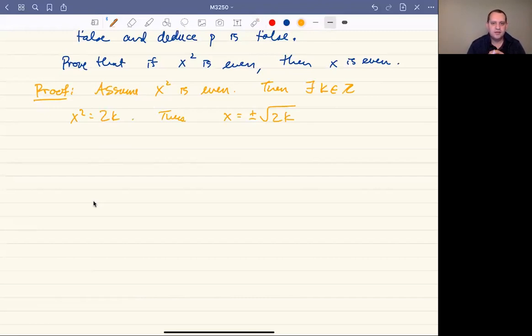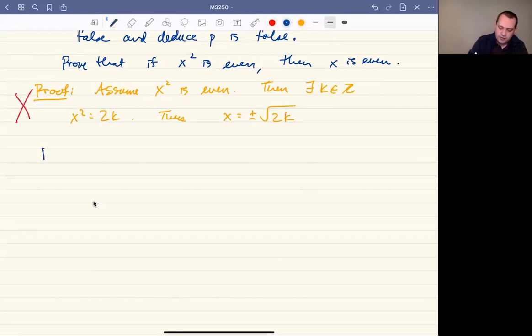Okay, and so it's not even clear what x is. Is x an integer? Is it like the square root of 5? Is it the square root of 10? What is it? So it's not clear what's going to happen if we let x squared just equal 2k and go from there. So that's why this direct proof isn't going to work.